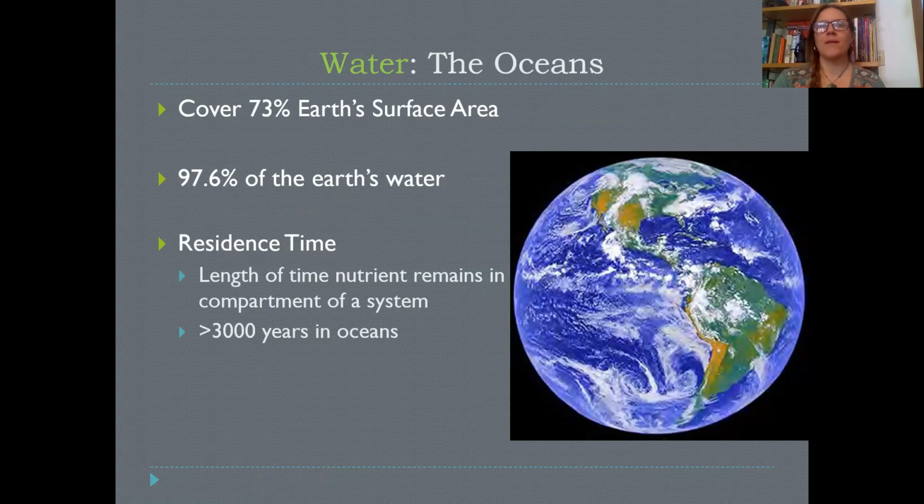So far and away, most of us are probably familiar that most of our water is in the oceans. The oceans cover about 73% of the Earth's surface, but they contain almost 98% of the water, and that's because the oceans are very deep. Sometimes our planet is referred to as the blue marble, and we look at pictures of the planet from space. A lot of it's covered with this blue ocean.